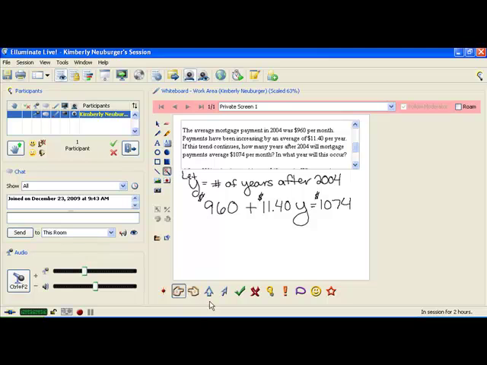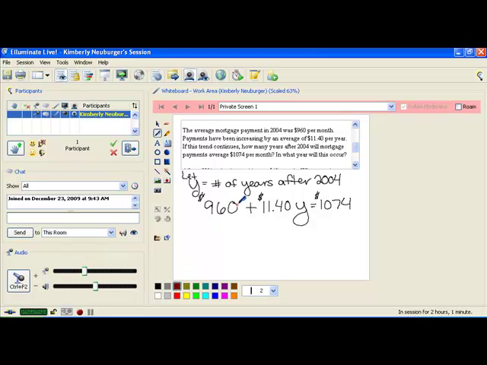Let's read through and see how we got that. First thing we knew is it was asking for how many years after 2004. So we let our variable be the number of years after 2004 because that was the unknown. Then we had to see how you get your payment for those years after. You start with this value from 2004 and then you add on $11.40 for each year. So that's the 960 plus $11.40 for each year. And we want to know, when is that going to equal your 1,074? So now all we have to do is solve this.